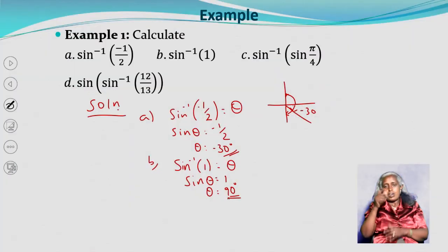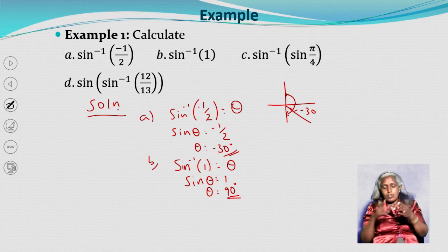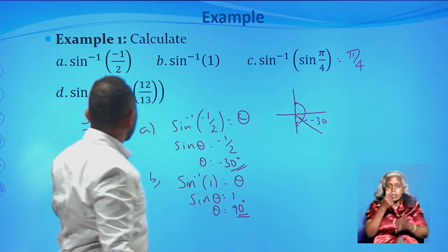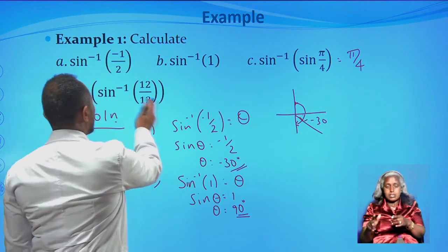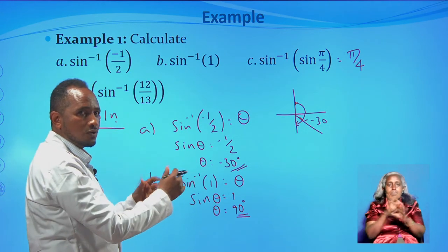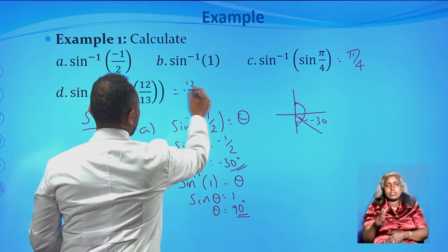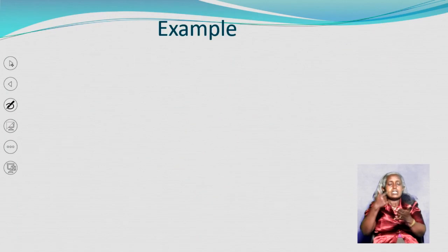And here, sine inverse of sine pi/4 is a composing function. It gives itself, so the answer will be this pi/4 for this case. So the answer for this one is pi/4. And here, sine inverse of 12/13 is also a composition of a function with its inverse. So it gives you this one, 12/13. Okay, now let's continue to the next example.